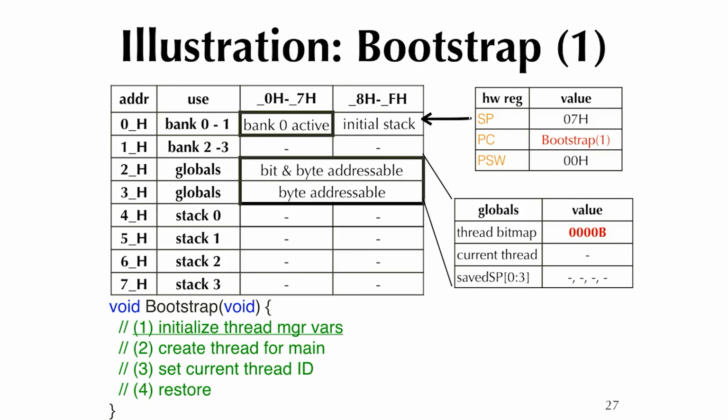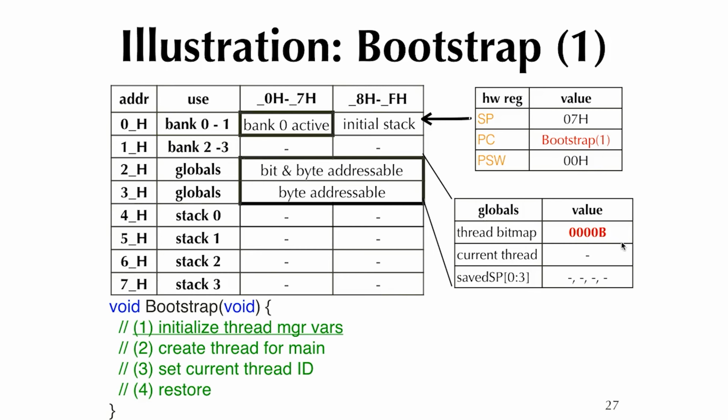Now, what does Bootstrap have to do? First thing it has to do is initialize these variables. So the initial bitmap would be all 0, because no thread is active. And it needs to create a thread for main, right? And so PC is now running Bootstrap as step 1 here. I'm writing Bootstrap 1 to be the symbolic way to indicate the first step of Bootstrap, okay? And PSW is still 0.